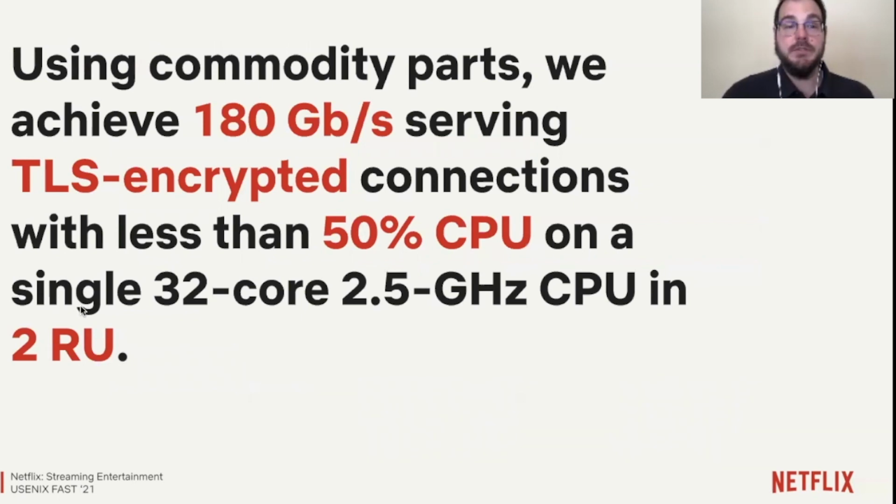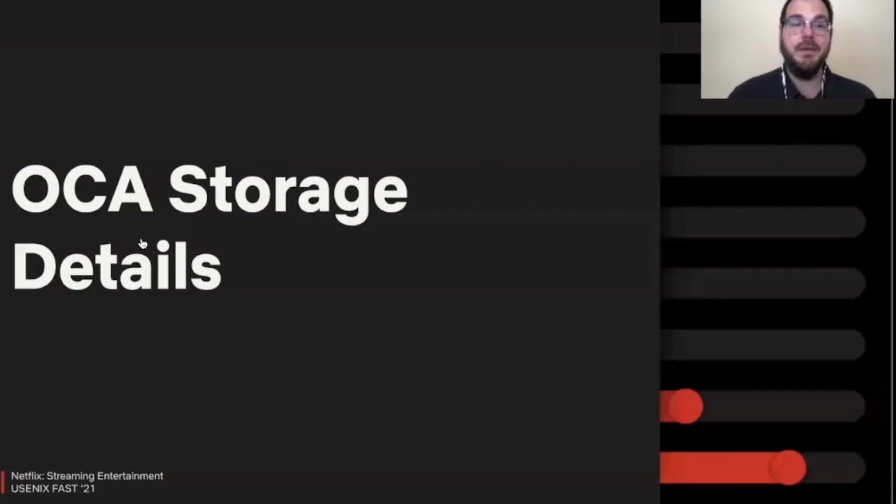Using commodity parts, we achieve 180 gigabits per second, serving TLS encrypted connections, while using less than 50% CPU on a single 32-core, 2.5 gigahertz CPU in a 2 rack unit format. We're very excited about this. And in fact, we hope to be able to almost double that capacity using the same hardware within about the next year. So let's move on to talking about some details about the way that we use storage.